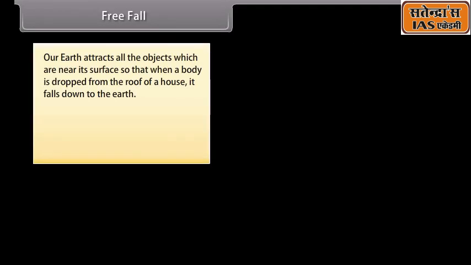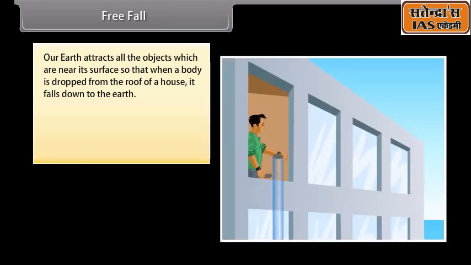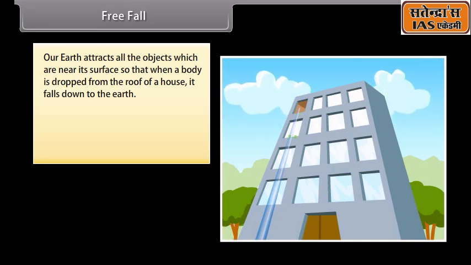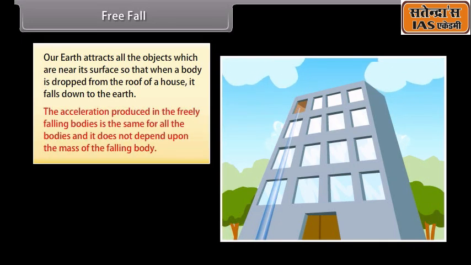Free fall. Our earth attracts all the objects which are near its surface, so when a body is dropped from the roof of a house, it falls down to the earth. The acceleration produced in freely falling bodies is the same for all bodies and does not depend upon the mass of the falling body.